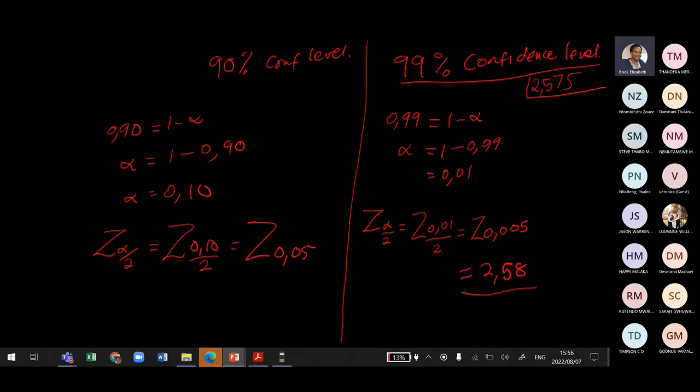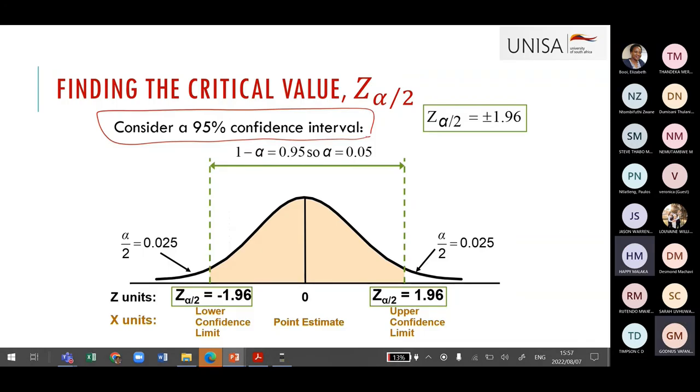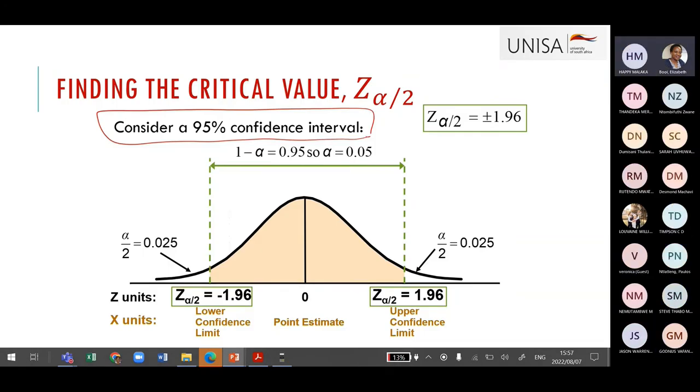Okay, no questions. Okay, Lizzie, question. Why specifically that one we take? That's how the critical values are defined. Right, and that is why I'm saying for 90%, it is the only exception where we take 1,645 instead of 1,65 or 1,64, but we take 1,645. That is the only exception.